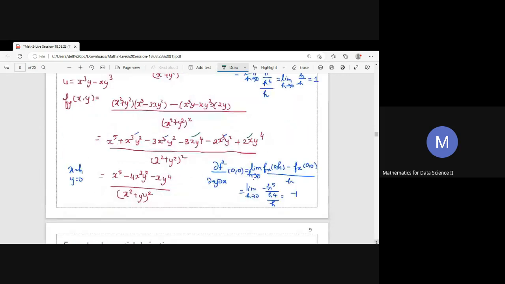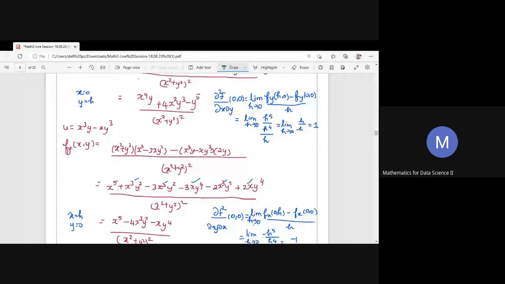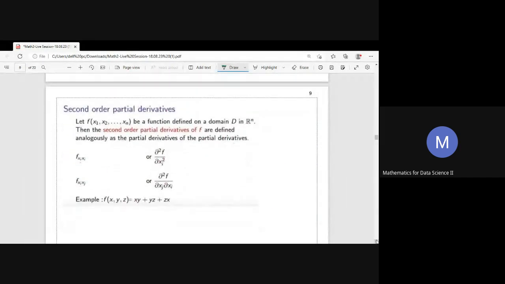So Clairaut's theorem says that the mixed partial derivatives are equal only when the first partial derivatives are continuous at that specific point. Okay, fine. Now we are considering second order partial derivatives for functions of any n variables. So far we saw only two variables. Now let us consider functions of any n variables. The concept is going to be the same. Suppose you are having a function f(x1, x2, x3, x4), up to x4 I am writing.